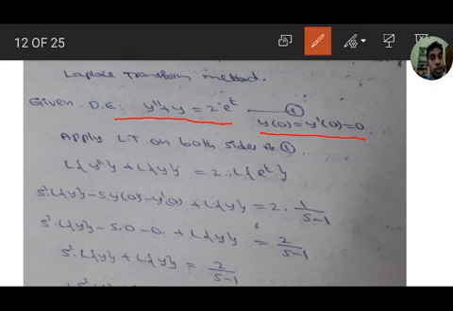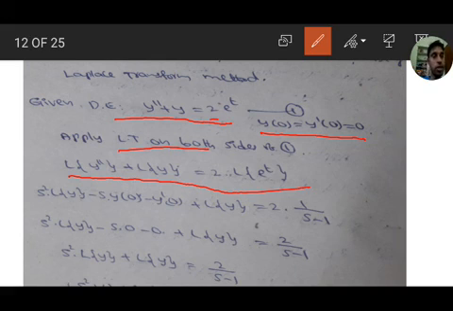So given condition, first step, apply Laplace transform on both sides of the equation. For the given equation, we get L of y double dash plus L of y equal to 2 into L of e to the power of t. 2 is the coefficient. So apply the formulas. L of y double dash is s square L of y minus s into y of 0 minus y dash of 0, plus L of y as it is. 2 into L of e to the power of at is 1 by s minus a, here a equal to 1. So 2 into 1 by s minus 1.